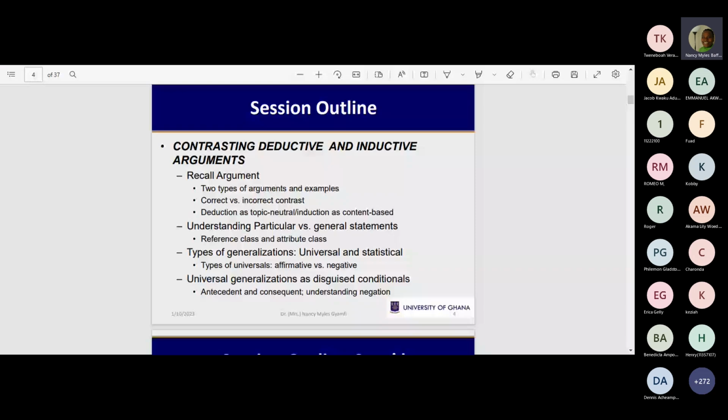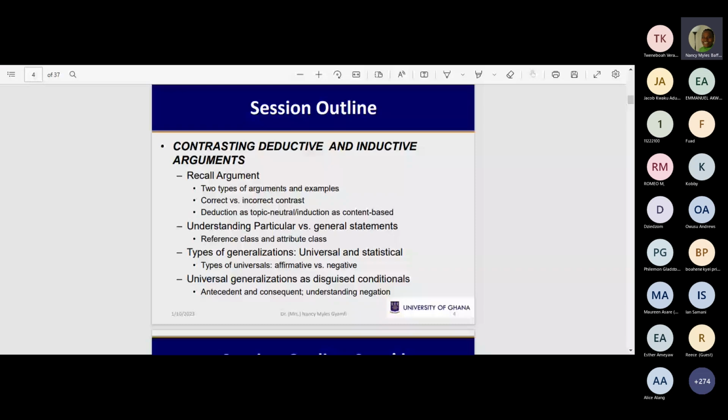Then you will know types of generalizations, universal versus statistical. These are just things you can use one slide to talk about. I just want you to see that you will cover all these in one lecture. There are not many, but there are particular details that if you are not helped to focus on, you will overlook. And then when you are called to give an account of yourself, it will look like a burden. So take note, types of generalizations will be captured.